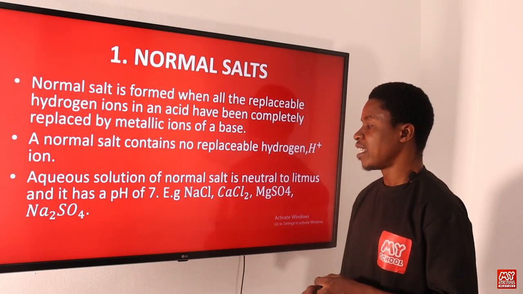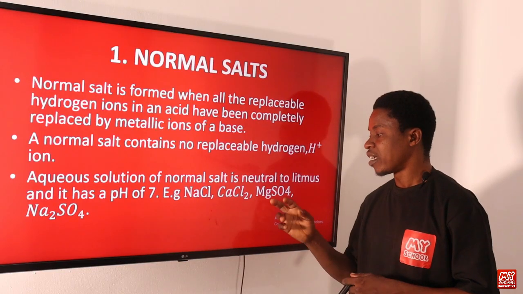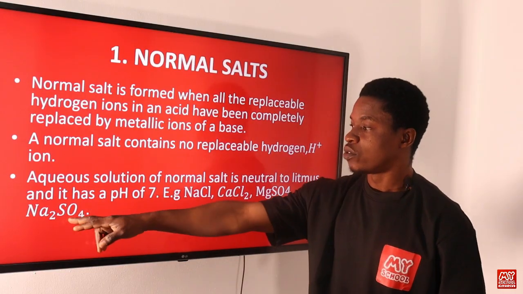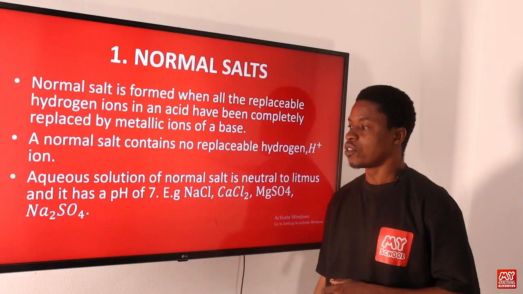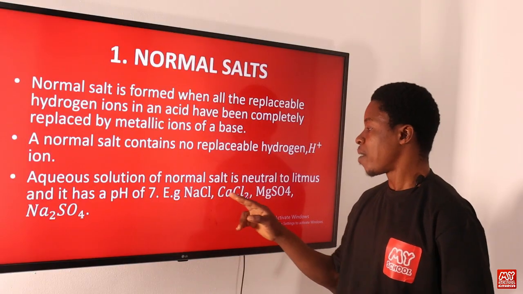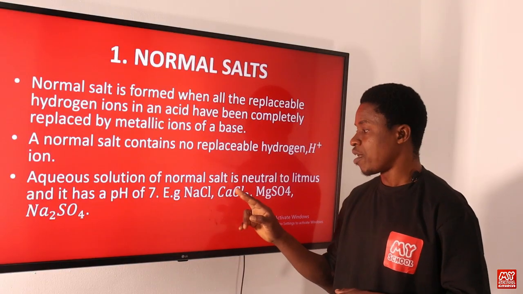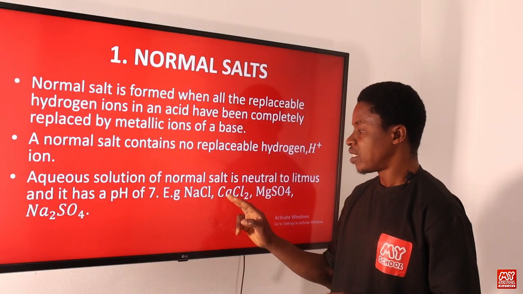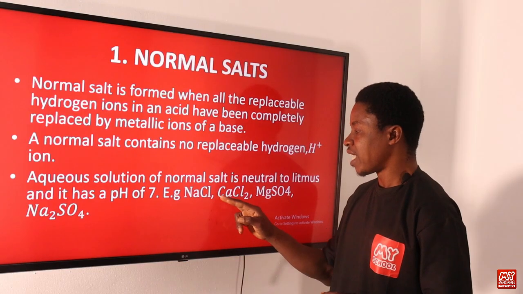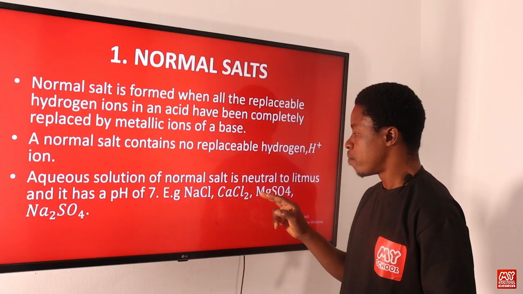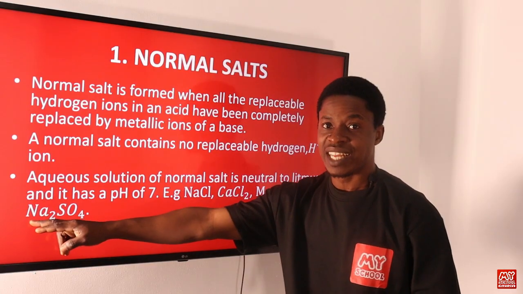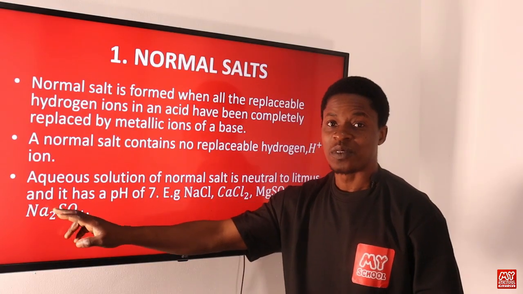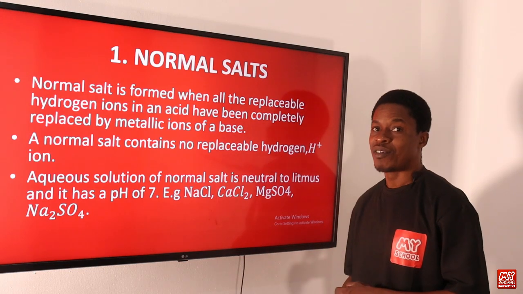For example, sodium chloride, calcium chloride, magnesium sulfate, sodium sulfate, and so forth. These are examples of normal salt. If you look at them, we don't have any hydrogen ion present in the formula, okay? You see NaCl, CaCl, these are the metals that are replacing them: sodium, calcium, magnesium, sodium. Here you can see that there's no hydrogen here. So that makes it a normal salt.